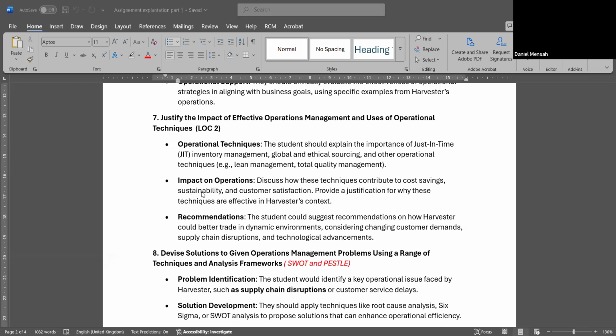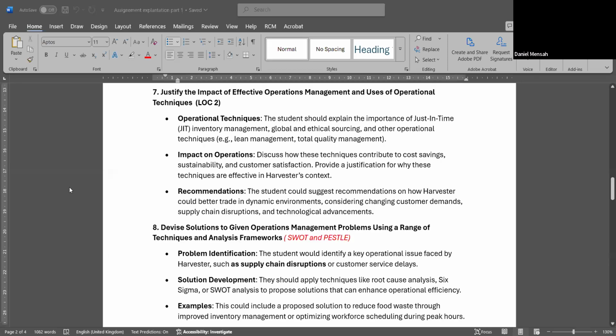These are just examples I'm giving you. If other impacts come to your mind when you are doing the research, you can add those impacts also, okay? Then you can provide a justification for why these techniques are effective in the Harvester context. So provide the justification: this is effective for this reason, this is effective for that reason.